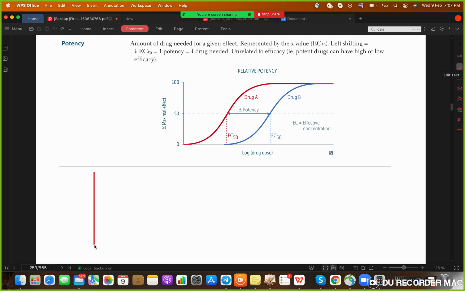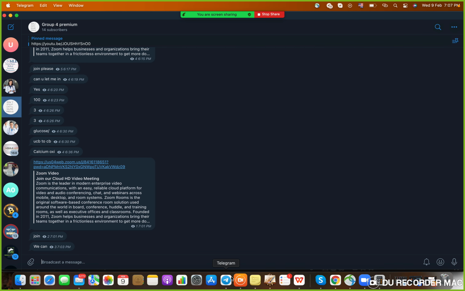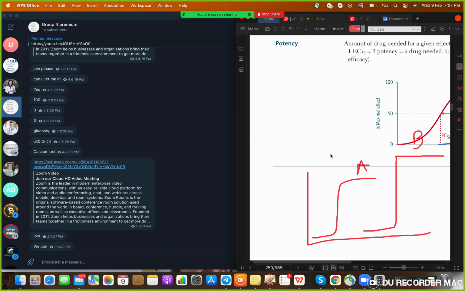So let me try to draw this, and you must help me. If I make something like this, this is drug A, and this is drug B. Which one between these two has higher efficacy? Which one between the two drugs has higher efficacy? Is it drug A or is it drug B?